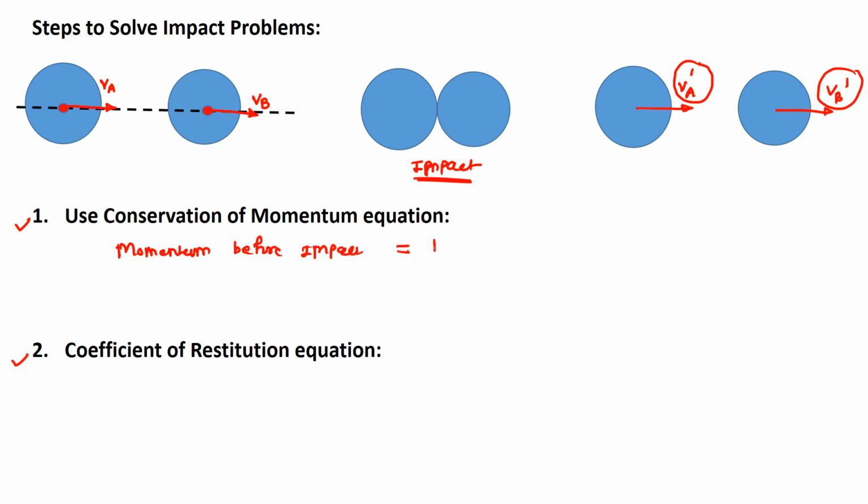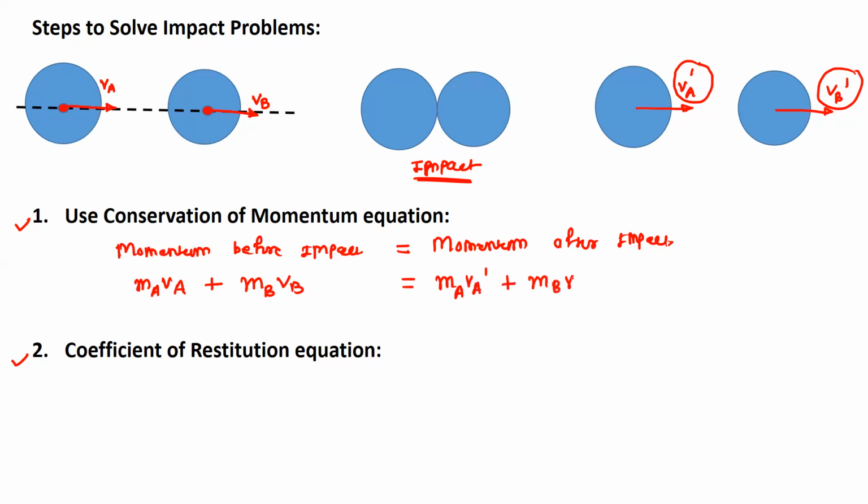Conservation of momentum means the momentum before impact is equal to the momentum after impact. So the total momentum before impact is the momentum of object A, MAVA, plus the momentum of object B, MBVB. This is equal to, after impact, MAVA dash, the new velocity, plus MBVB dash.